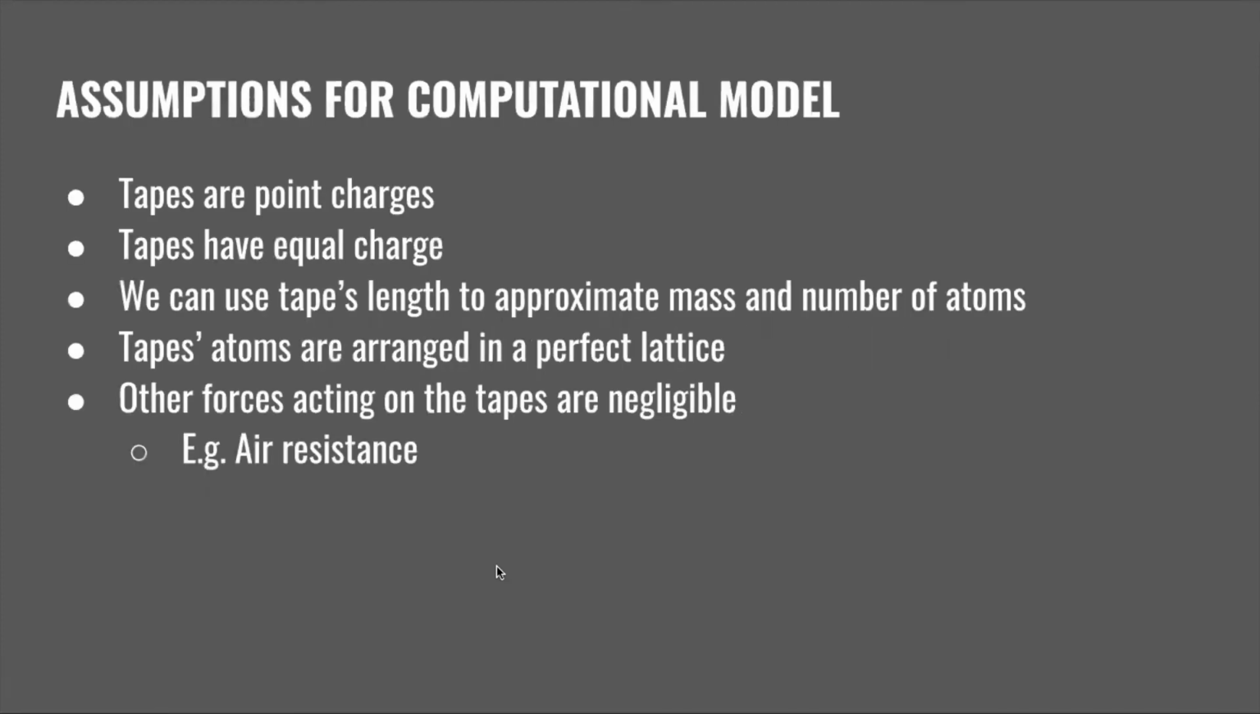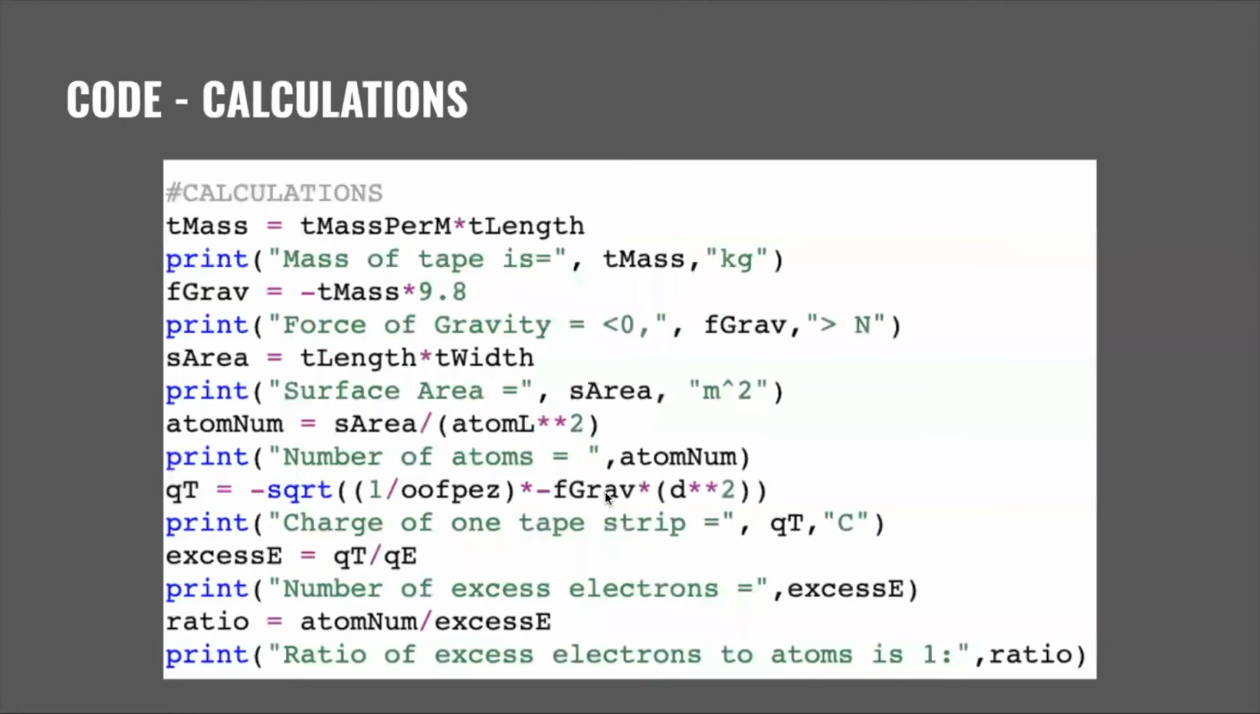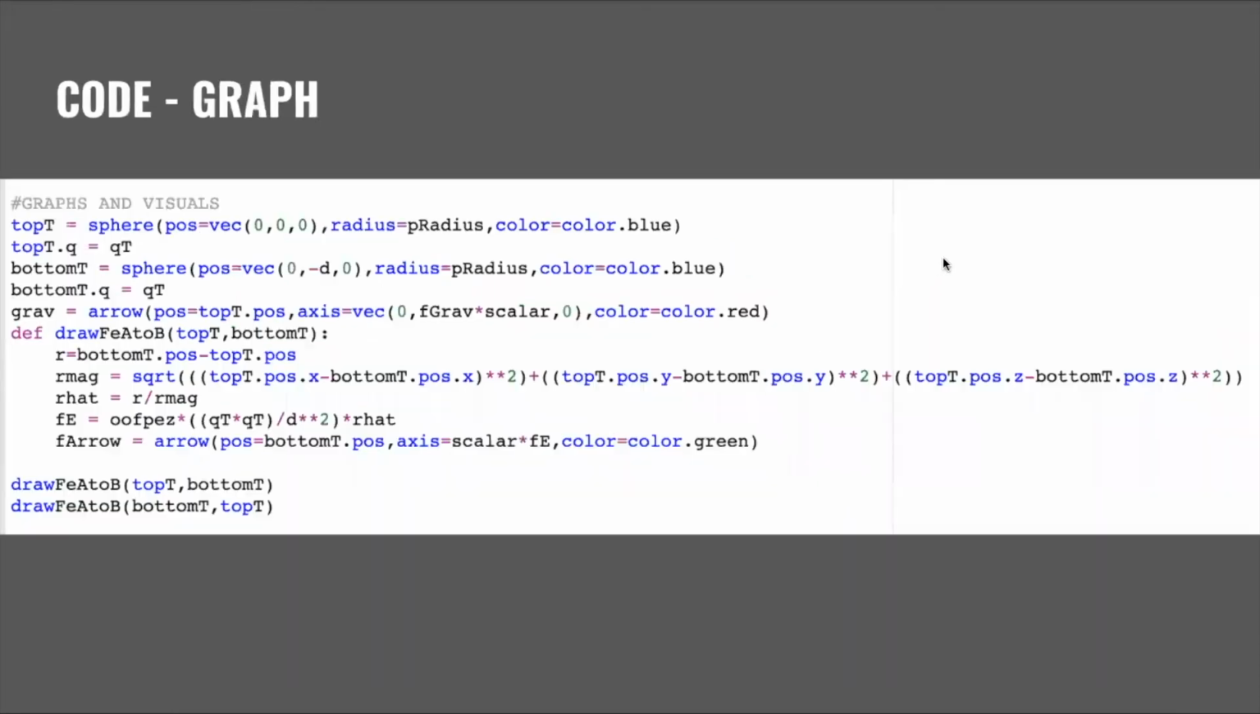For the computational model, I first made assumptions: that the tapes are point charges and the tapes have equal charge. We can use tape lengths to approximate mass and number of atoms. The tape's atoms are arranged in a perfect lattice, and other forces acting on the tapes are negligible, such as air resistance. First of all, I included the constants. Most of these were the ones that I calculated beforehand. Then I moved on to the actual calculations, which were all these. Again, I mentioned this in the method and experiments part.